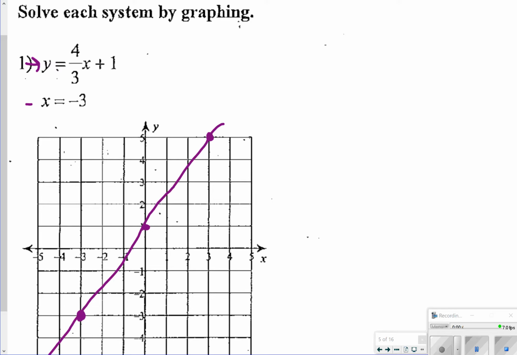And then my next one is x is equal to -3. I'll do that one a different color so you can see the difference there. X is equal to -3 would be right here on the x-axis, and that one's going to just be a vertical line. And you notice that they both intersect at -3, 3. So my answer is -3, -3.